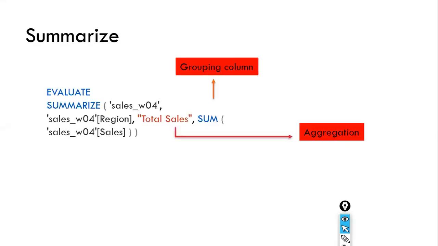So this is my grouping column. Which is my grouping column? Region is my grouping column. Not this one. Sorry, this region is the grouping column, and total sales. Sorry, the sum is the aggregation. Total sales is the name for this aggregation. Okay, you need to think that way.